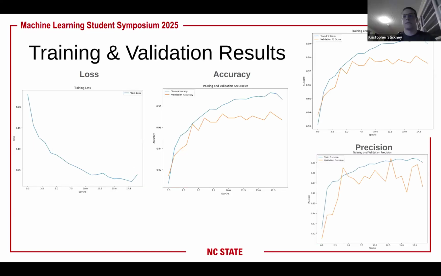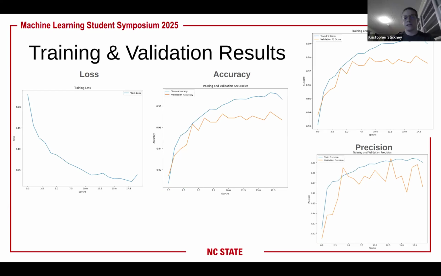As you can see in some of our graphs here, we have loss, accuracy, F1 score, which is a blend of precision and recall, and precision. So let's start with loss. You can see that the loss in general goes in the trend that we want, which is down. At the end, it goes up, which is probably due to starting to overfit or something like that.